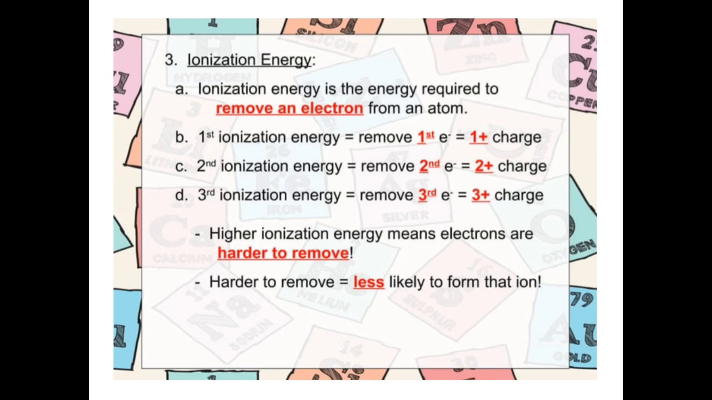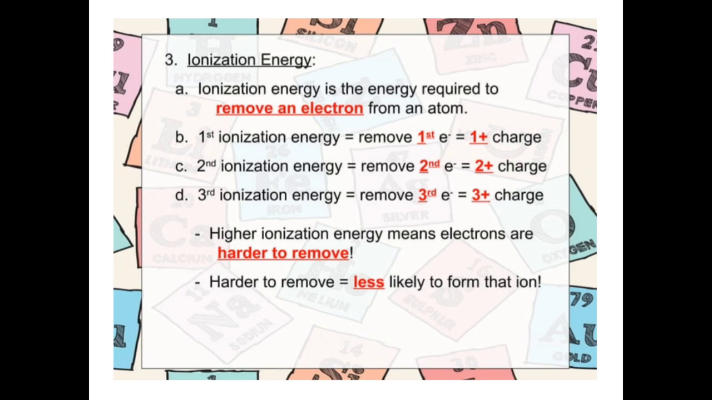This is common to group 3, which have first, second, and third ionization energy. Group 2 we have 2, because we remove 1 and 2 respectively. Now, if you have higher ionization energy, it means that the electrons are going to be very hard to remove, and then they are likely less to form that ion, and that is what is unique about group 1, 2, 3.